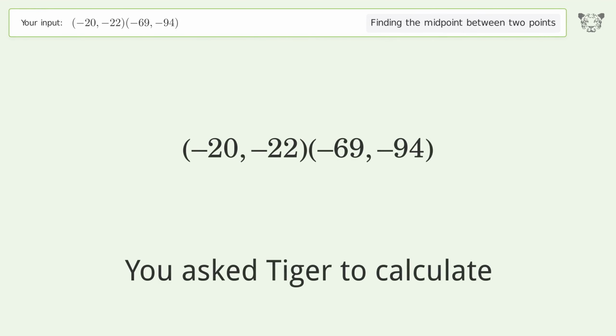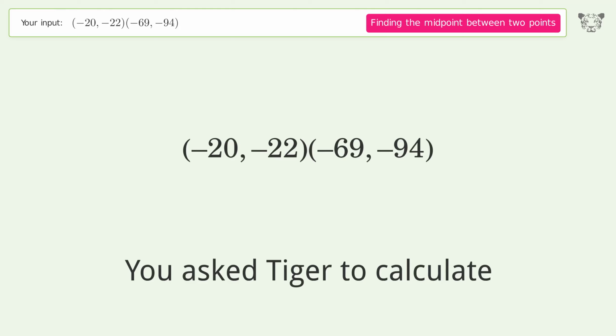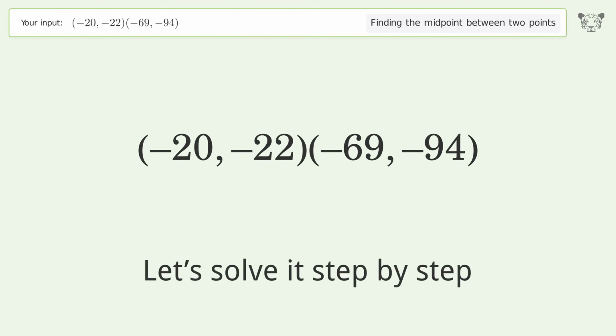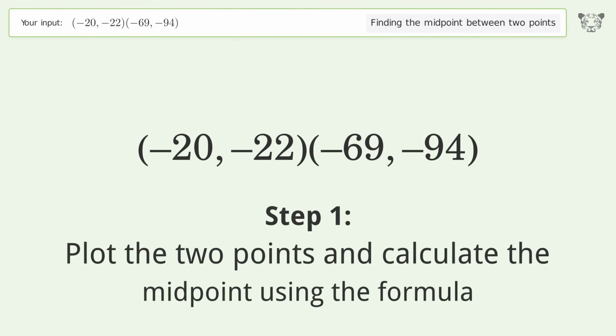You ask Tiger to calculate. This deals with finding the midpoint between 2 points. The midpoint between the 2 points is -44.5, -58. Let's solve it step by step. Plot the 2 points and calculate the midpoint using the formula.